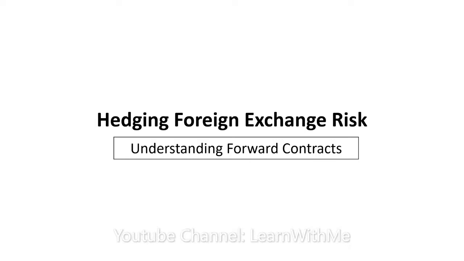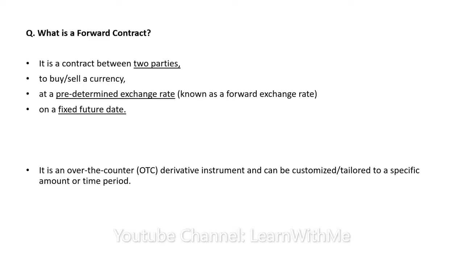Alright, so let's begin by first understanding what a forward contract is. A forward contract is a contract between two parties to exchange currency at a predetermined exchange rate, which is also known as a forward exchange rate, on a fixed future date. It is an over-the-counter derivative instrument that can be customized or tailored to a specific amount or time period.